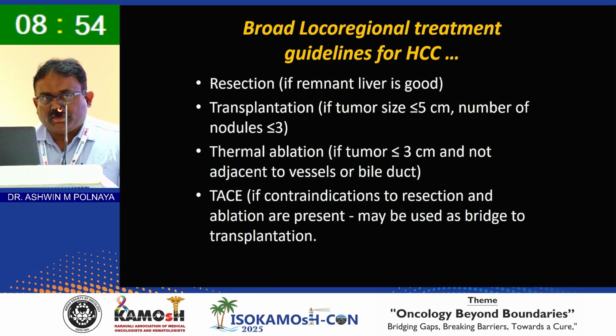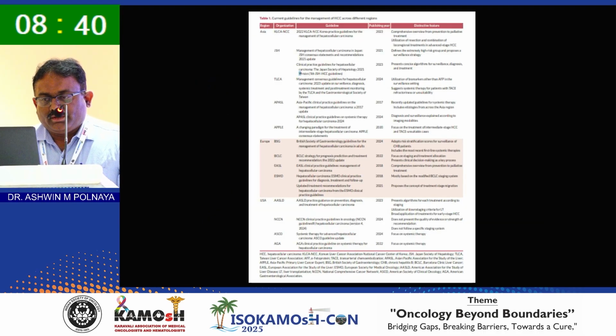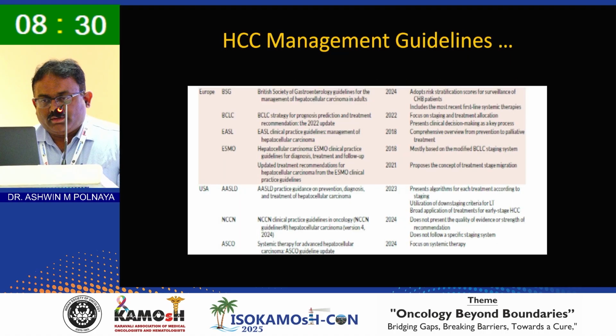Now, chemoembolization remains the mainstay in the treatment of intermediate HCCs, where resection and ablative treatments are contraindicated, and can be used as a bridge for transplantation. Now, various regions often offer different guidelines and protocols. We often use the EASL as well as the BCLC criteria and guidelines to deliver the treatment from the local regional therapy point of view.